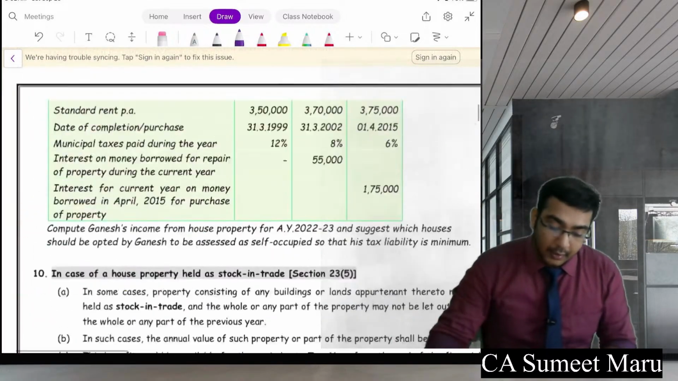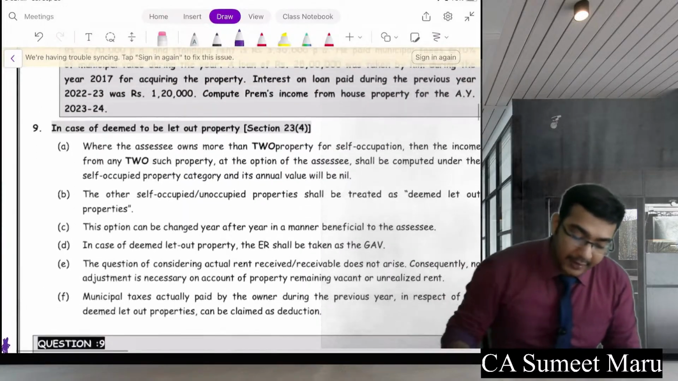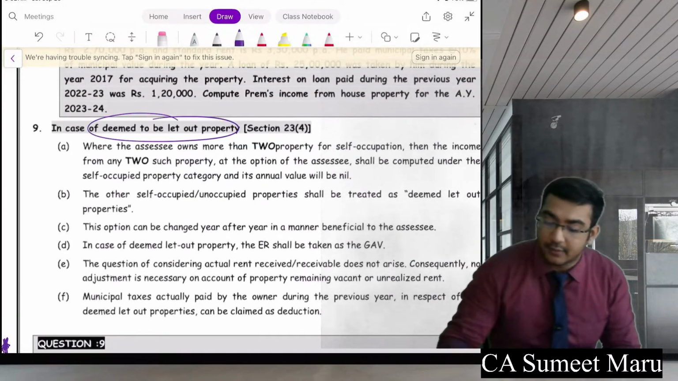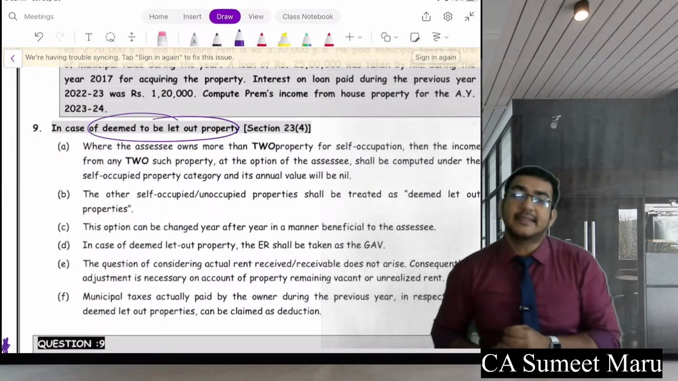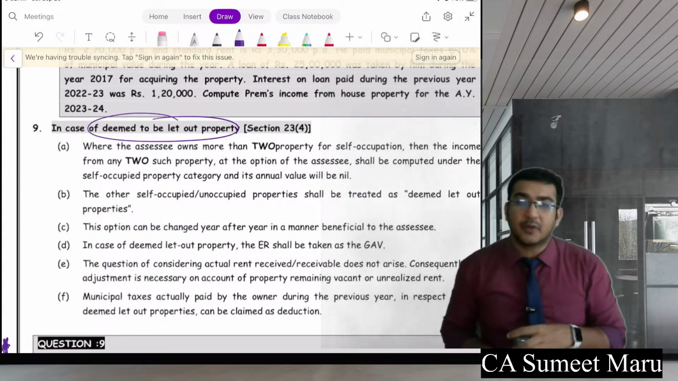Now, before this, are you clear with the deemed to be let out thing? It is again an interesting thing. If the question has to be difficult, generally it comes from this part.